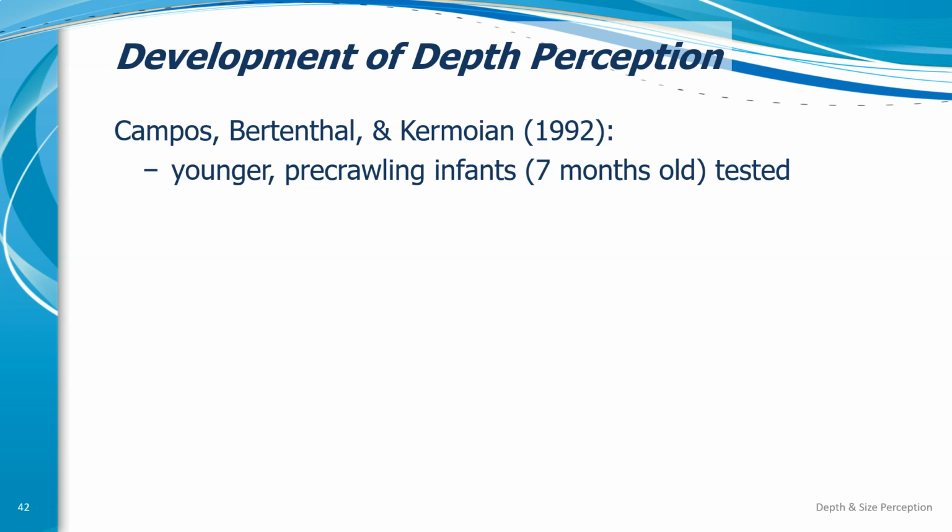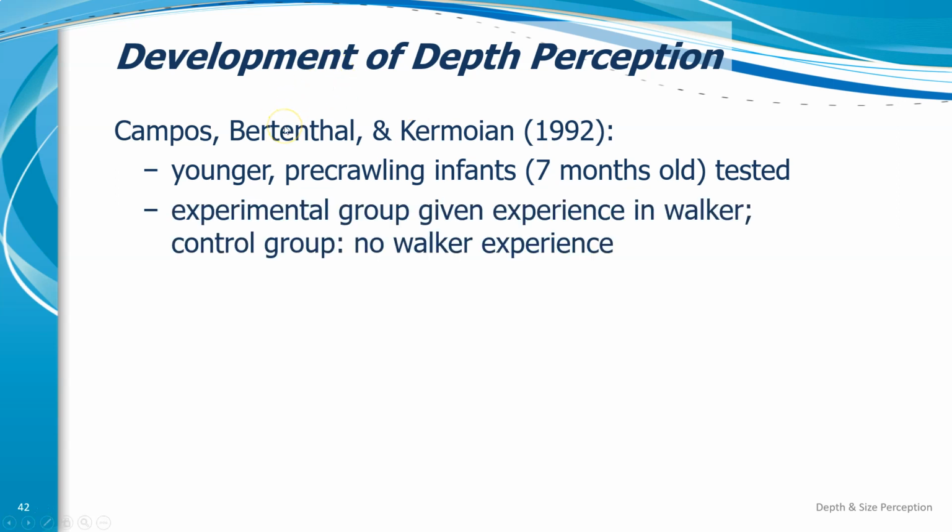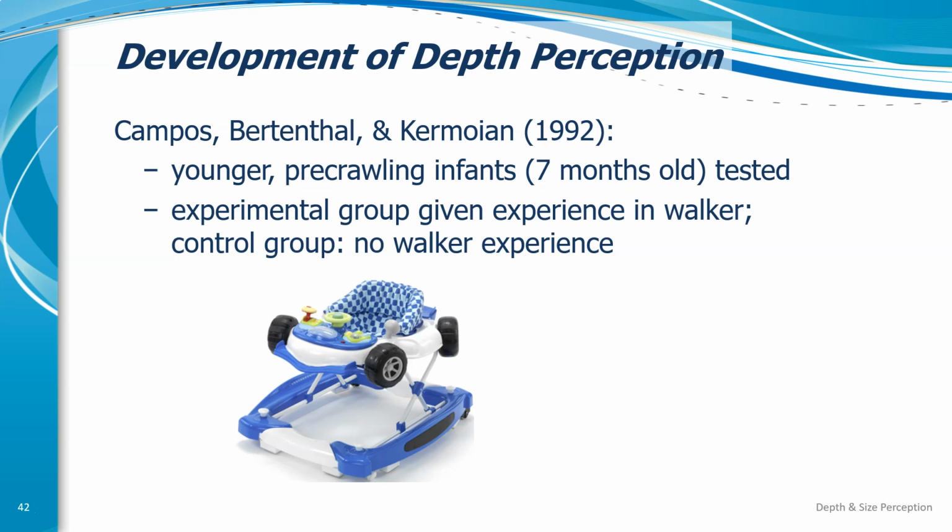So in this study, they used pre-crawling infants, so hadn't crawled yet, about 7 months old in general. The experimental group were given experience in a walker. This is a walker. These are banned now. They are illegal because, sadly, they led to a number of injuries and deaths. You put an infant in there, and they can kick their legs, and this thing has wheels, so they can actually move around. So even if they can't walk, they can like spaz out their legs and move this thing around. Unfortunately, a lot of infants tumble down the stairs, so it's a very dangerous thing. You can't even buy these. They're maybe on the black market.